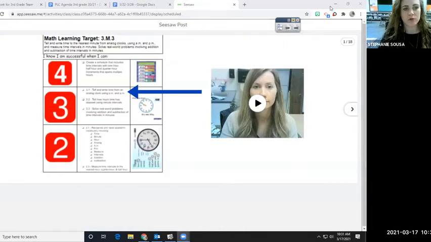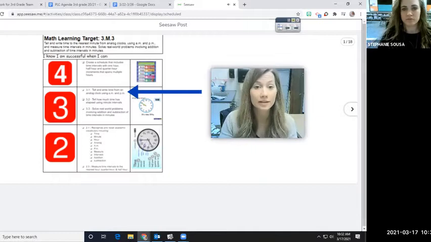Alrighty, we are going to take a look at continuing our target of telling time to the nearest minute, and recognizing if that time is occurring in the AM or the PM. Okay, we're going to continue that practice today. Here is an explanation of your goal.